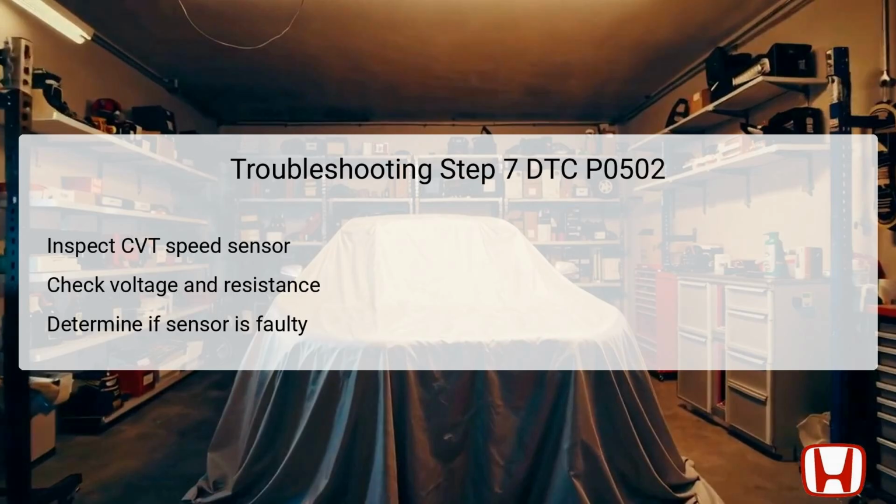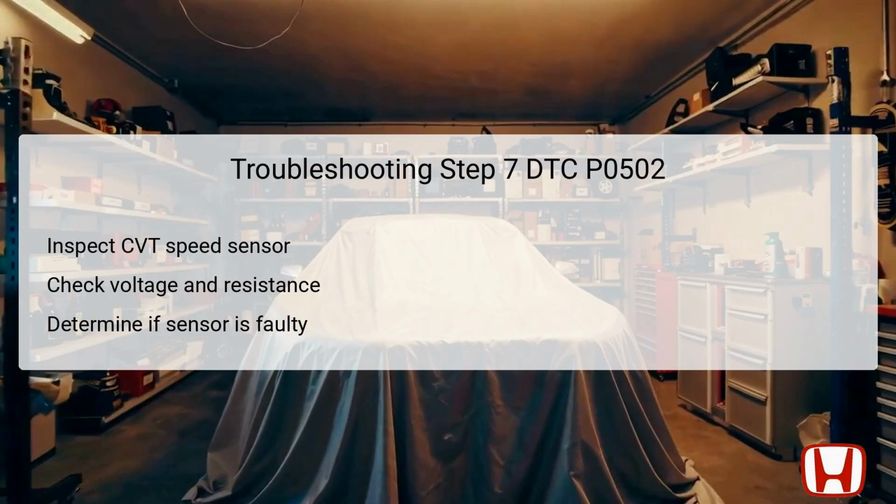In the final troubleshooting step, the focus shifts back to the CVT speed sensor itself, especially after ruling out issues with wiring and connections. Technicians will need to inspect the sensor thoroughly for any physical damage or signs of wear that might impair its functionality.